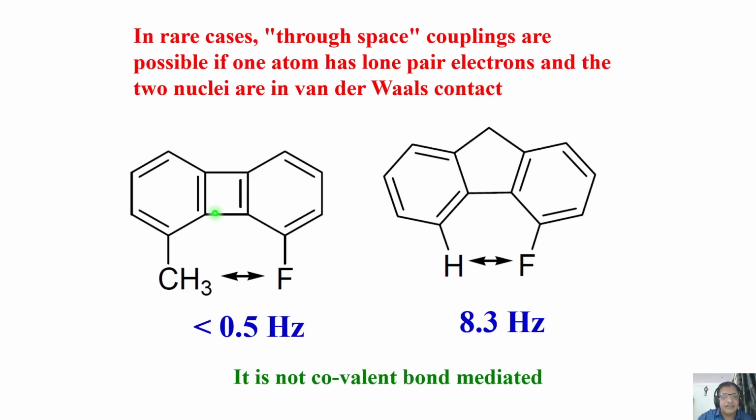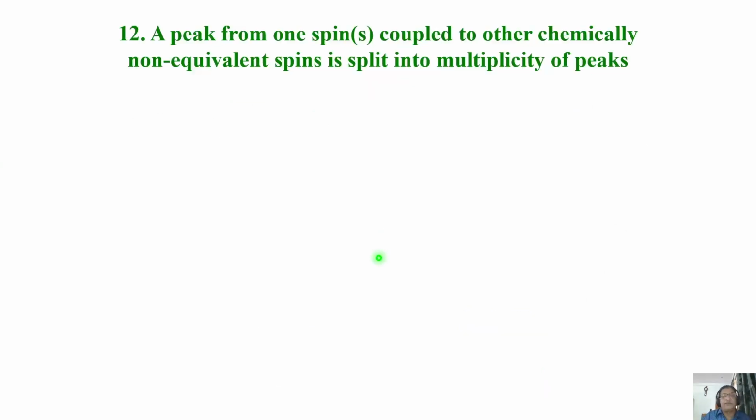But in rare cases, you can get through-space coupling without going through the covalent bond. That is an example where one atom has lone pair electrons and the nuclei are within van der Waals contact. Very rarely you can see that type of thing. Don't worry, that's an exception I'm telling you.